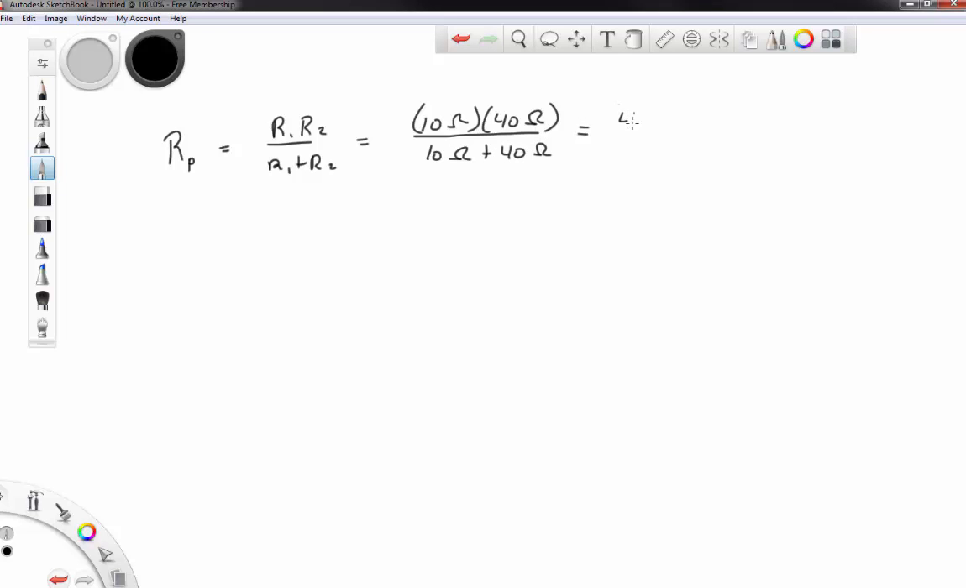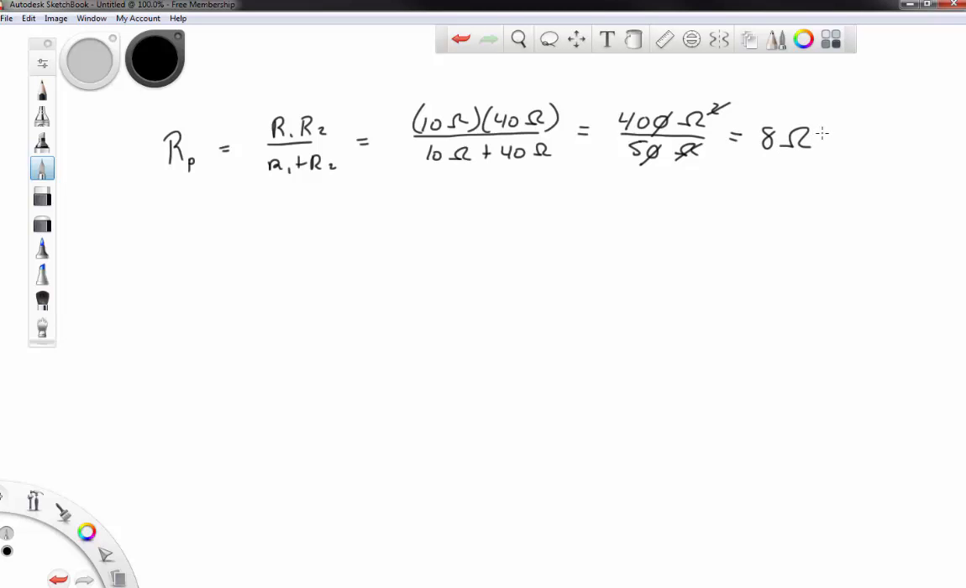You might want your calculators. I'll kill a little time for you to put some numbers in, but 10 times 40 is 400 ohms squared. 10 plus 40 means that we have 50 ohms on the bottom. So you can do a little bit of cancellation here with the units, and what you get is 8 ohms.